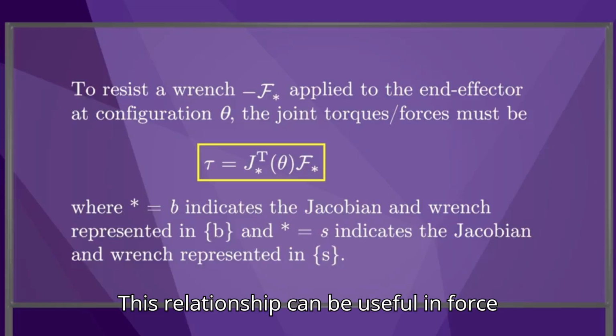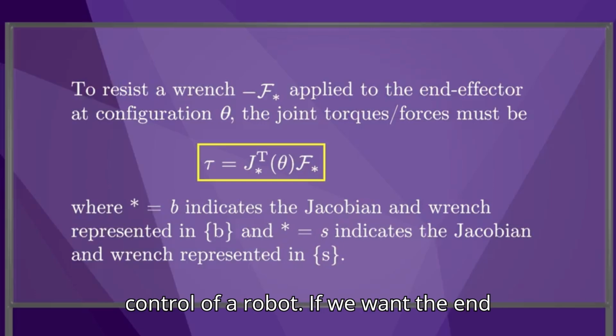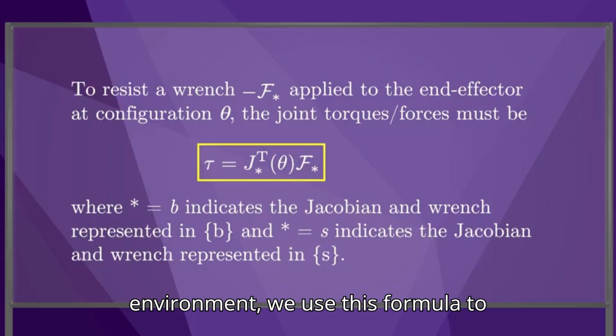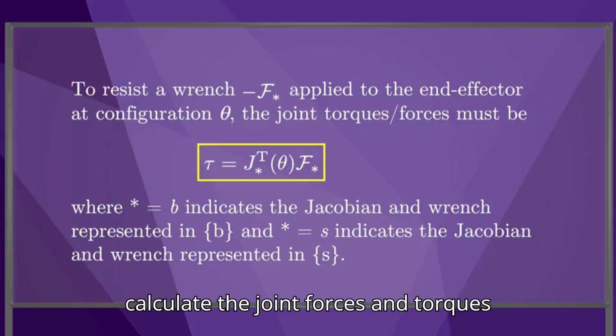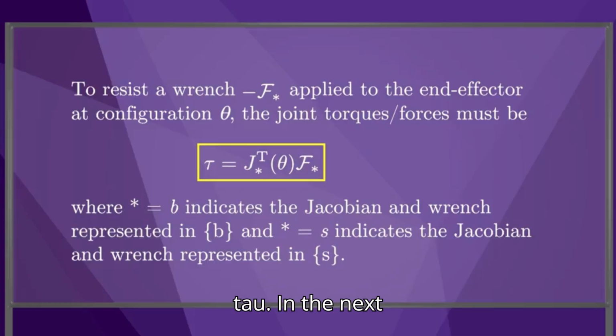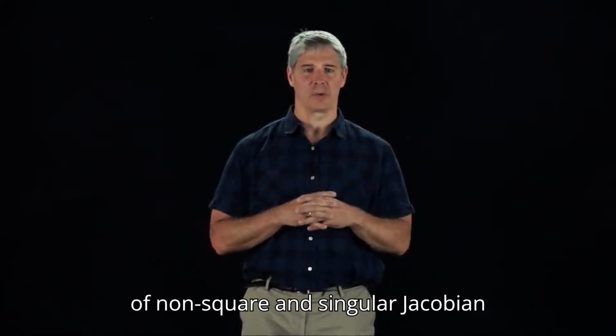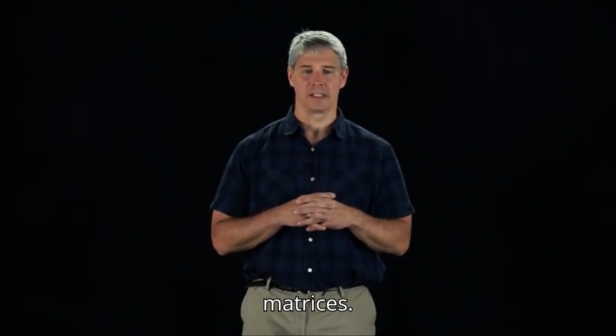This relationship can be useful in force control of a robot. If we want the end effector to apply wrench F to the environment, we use this formula to calculate the joint forces and torques tau. In the next video, we will consider the implications of non-square and singular Jacobian matrices.